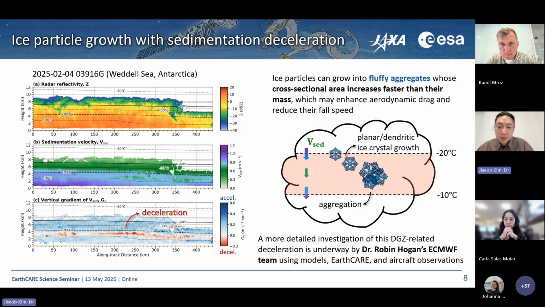And this kind of deceleration may also affect precipitation efficiency and cloud lifetimes, but current weather and climate models still don't represent this picture very well. So how important this impact is in the models, I think that's still an open question. And a more detailed investigation about this is currently ongoing in Robin Hogan's ECMWF team using models and EarthCARE and aircraft data. So, okay.